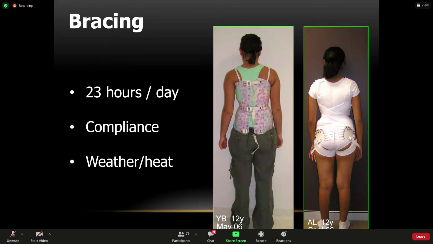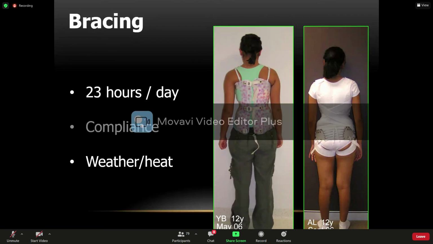So I normally give them a front open brace. I tell them to wear it for at least 22 to 23 hours a day. They take it off for an hour for bathing, showering, and things like that. But the rest of the time, even at night, they keep the braces on.